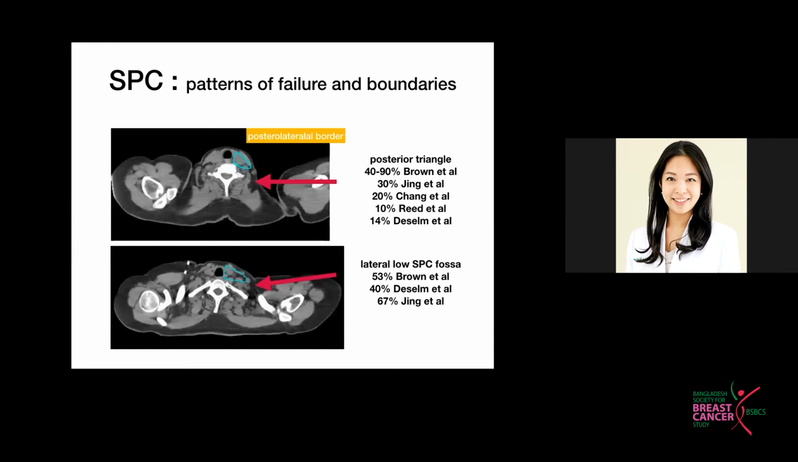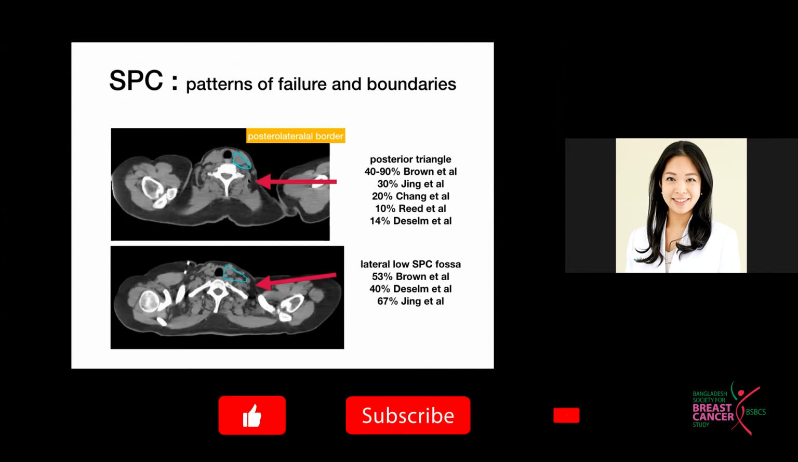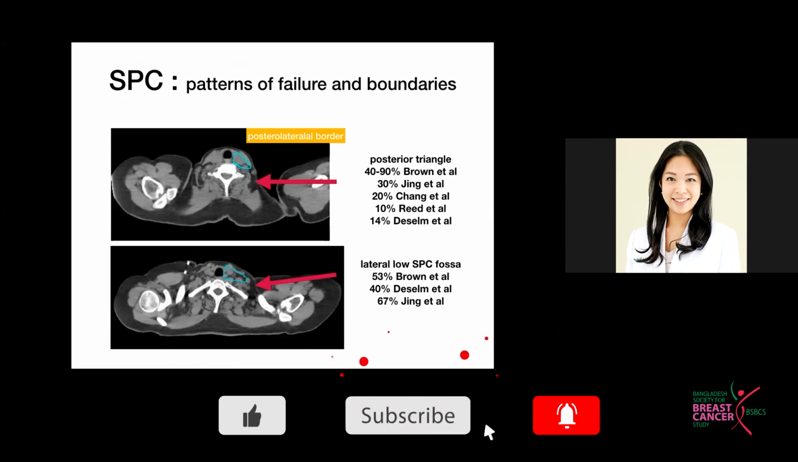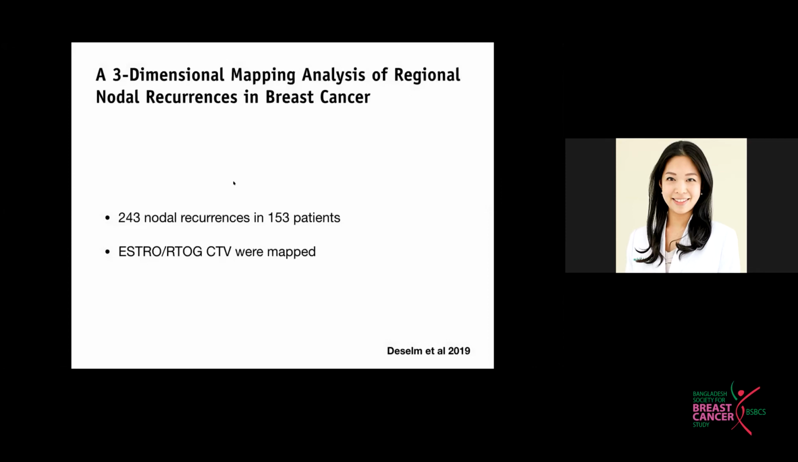So this is the pattern of the failure. You can see that the recurrences mostly occur very posterolateral to the supraclavicular regions drawn by the RTOG volume.